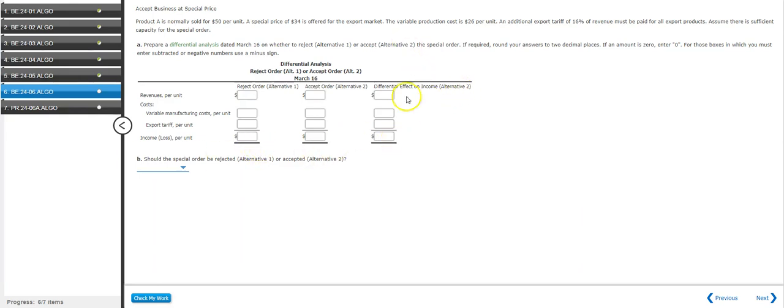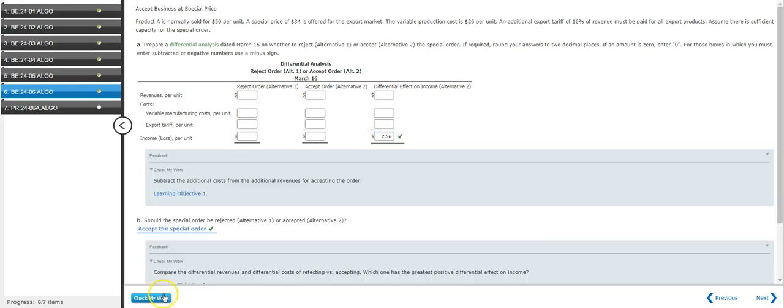Alright, alternative 2 is accept it. Yes, we do want to accept it, so this will be positive. We should accept the offer. That's it. So these aren't too hard if you know what to pay attention to and what to ignore. That's the major challenge with these problems: ignoring what's irrelevant and paying attention to what is relevant. What's irrelevant: sunk cost, historical cost, book value, accumulated depreciation, and fixed cost.